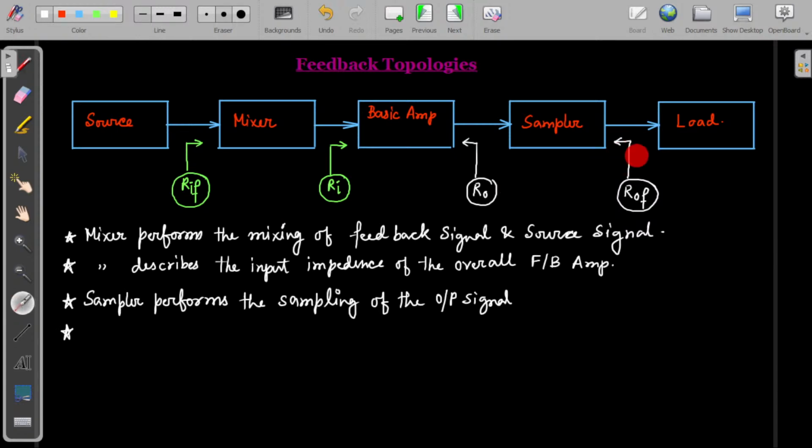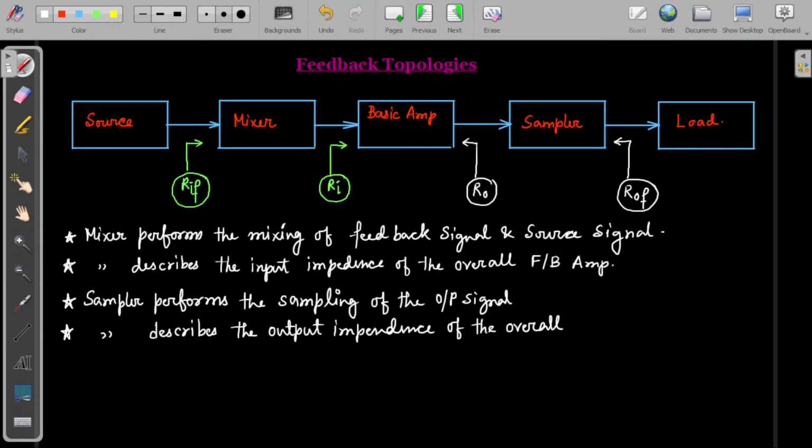सैम्पलर का जो आउटपुट इम्पीडेंस होगा, दैट आउटपुट इम्पीडेंस आपका टोटल फीडबैक एम्पलीफायर का होंगे। सो दैट मीन्स वी कैन से दैट सैम्पलर describes the output impedance of the overall feedback amplifier. These are the 4 points, very easy points.